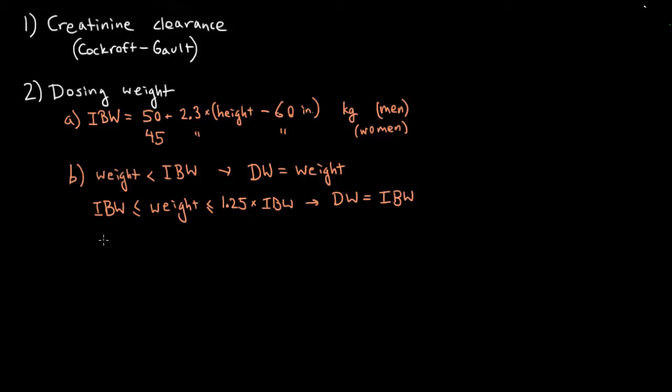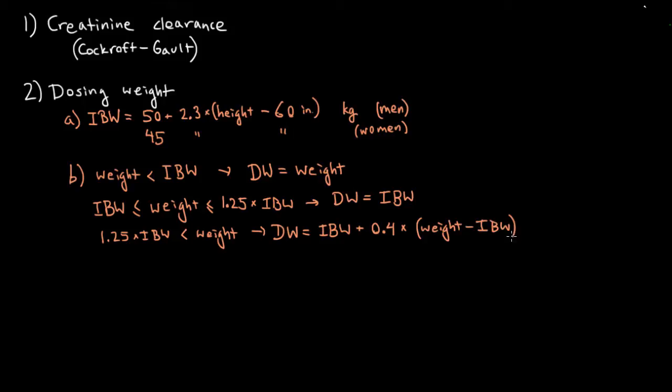Finally, if they weigh more than 1.25 times their ideal body weight, then you're going to use an adjusted weight for their dosing weight. And what it's going to be is their ideal body weight plus 0.4 times the difference between their weight and their ideal body weight. So it's kind of complicated, but this is how it's done. And so now we have both the creatinine clearance and a dosing weight, so we're ready to figure out exactly how much aminoglycoside to give.